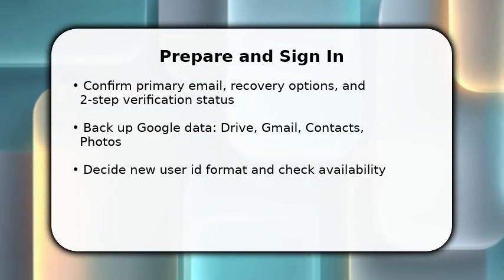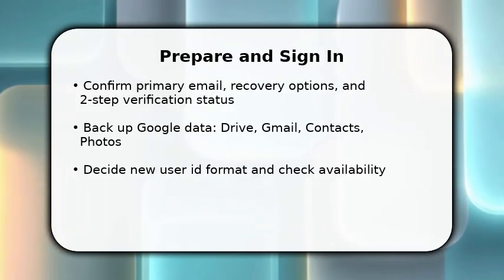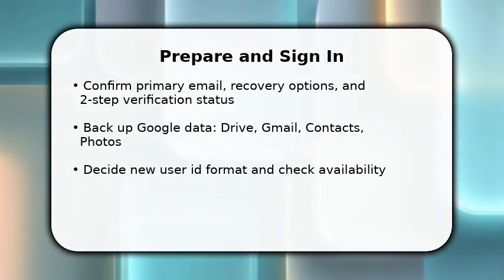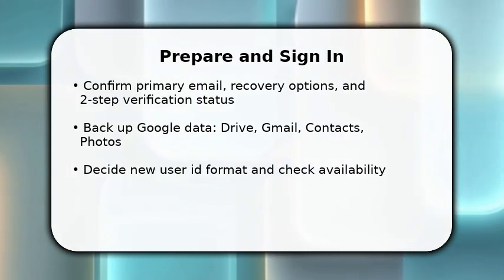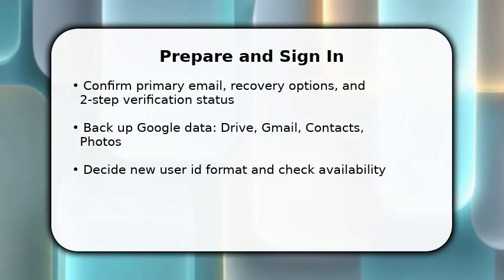You start by signing into the Google account you intend to change. Make sure two-step verification is active so you can confirm identity quickly. Once signed in, verify recovery phone and email. These let you regain access if something goes wrong.